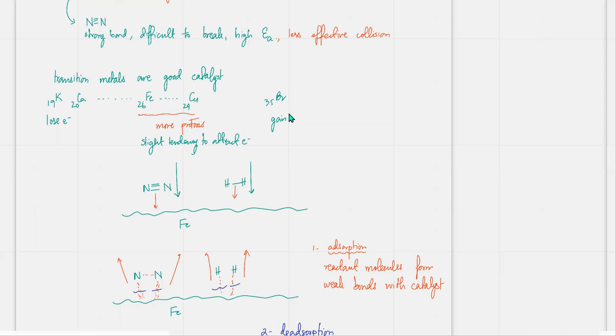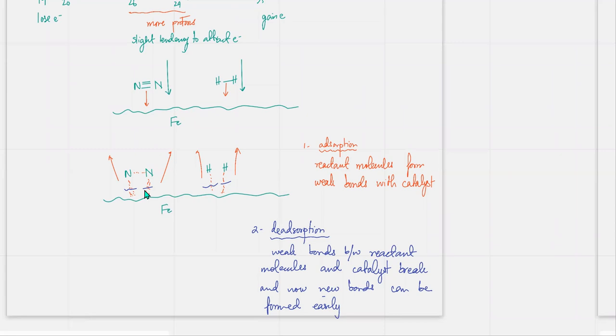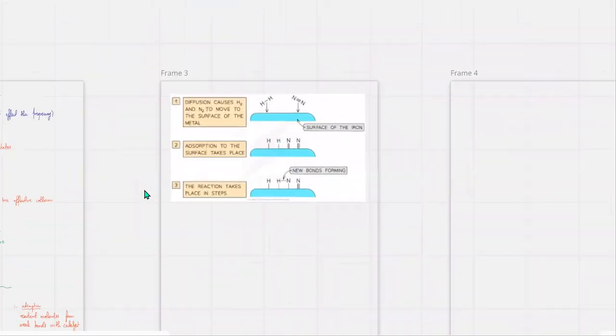That is the reason why non-metals can't be good catalysts, because a non-metal would attract the electrons towards itself and just keep them there. It's going to form a very strong bond with the nitrogen, so it won't let go of the nitrogen. Transition metals don't really like to gain electrons. They just have a very tiny weak attraction for electrons, which is enough to weaken the bond. It's strong enough to pull the electrons towards itself, but not strong enough to keep them there forever. So they're in the middle. That's why they act as really good catalysts. So, adsorption and desorption.